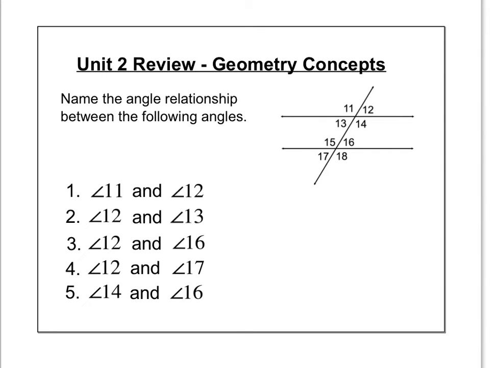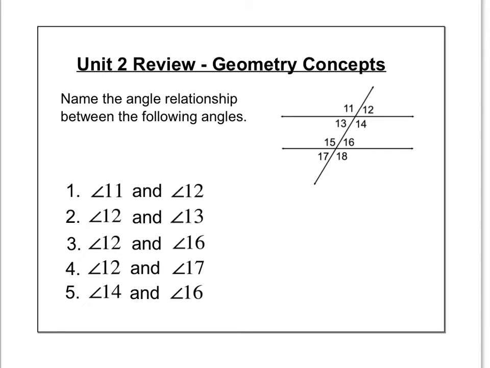If you need a hint, what you're trying to figure out is like angles 11 and 12. What kind of angles are they? Are they alternate interior, alternate exterior, consecutive interior, vertical angles, linear pair? There's all kinds of different choices. Corresponding is another one. So again, go through numbers 1 through 5 and try to figure out what kind of angles they are.